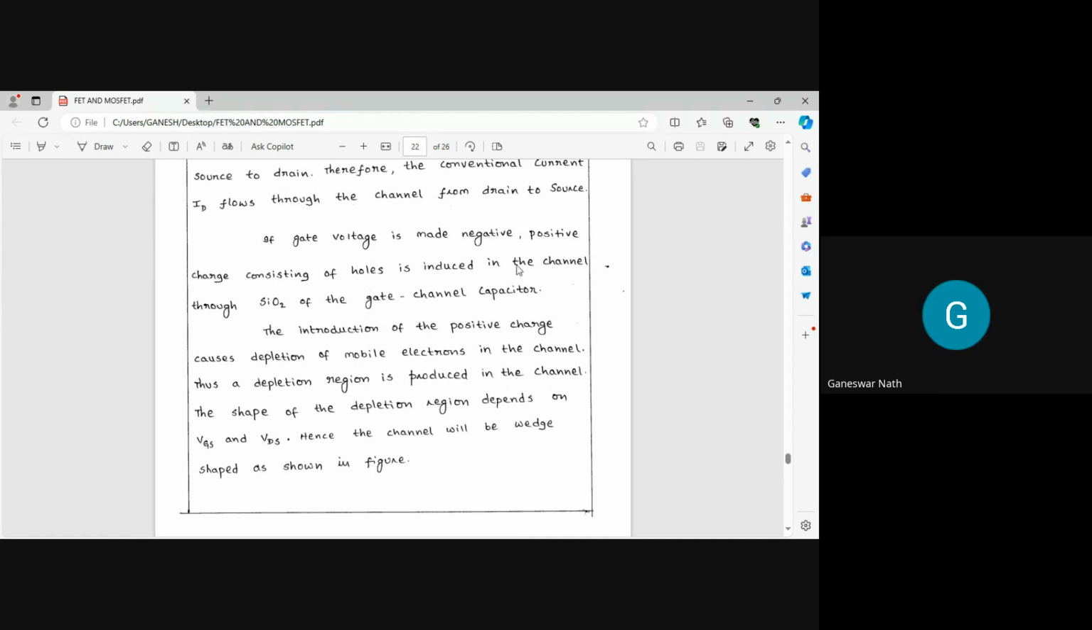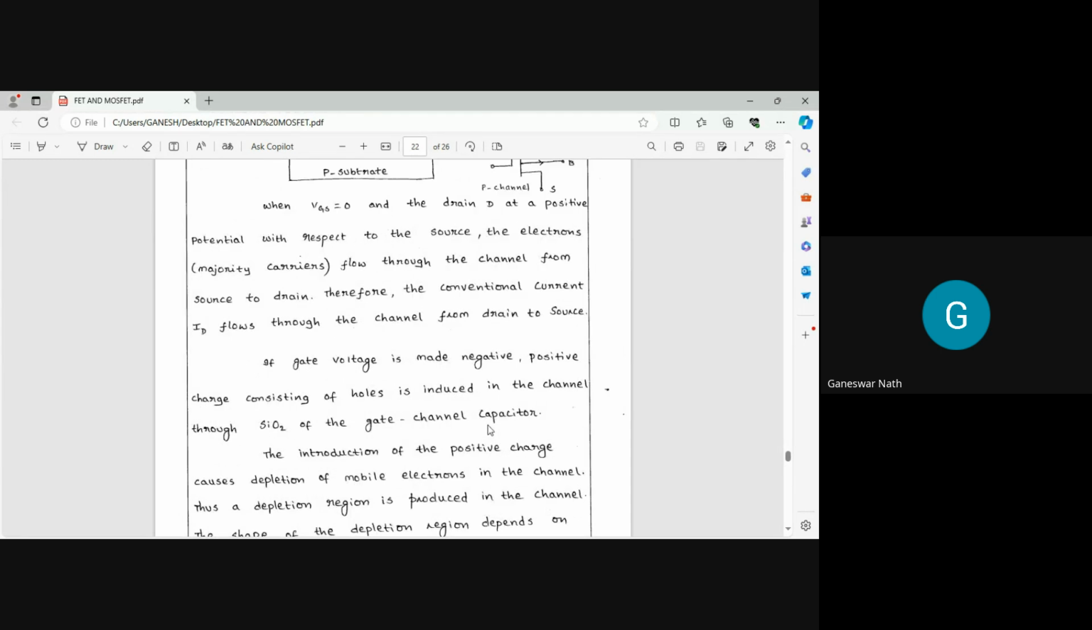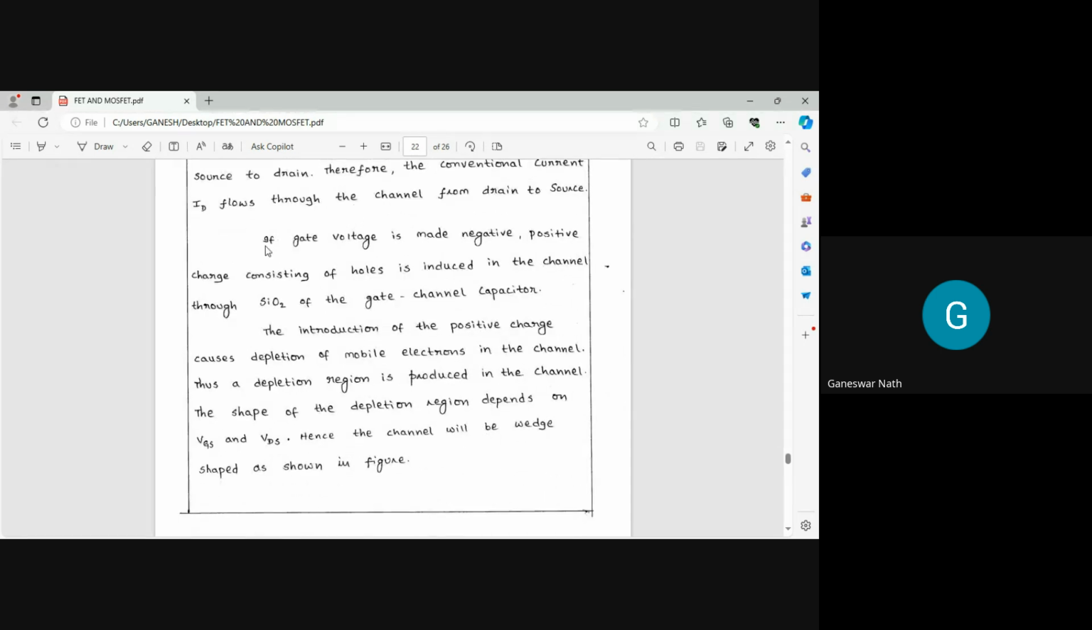Here I want to point out one thing. All of you can mark: if the gate voltage is made negative, we can operate under three different conditions. If the gate voltage is made negative, positive charge consisting of holes is induced in the channel through the insulated gate capacitor.